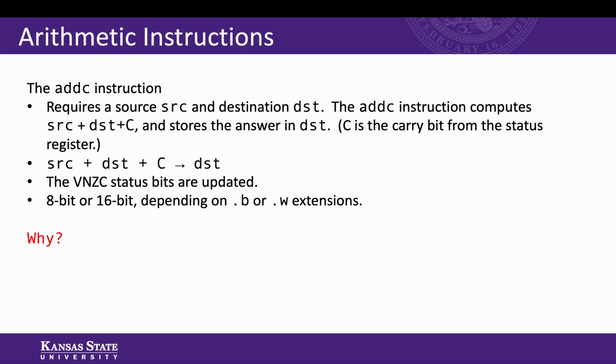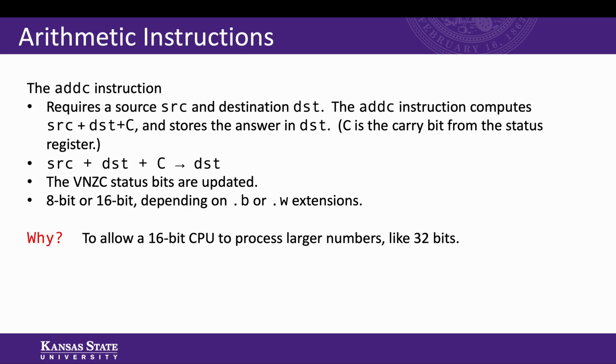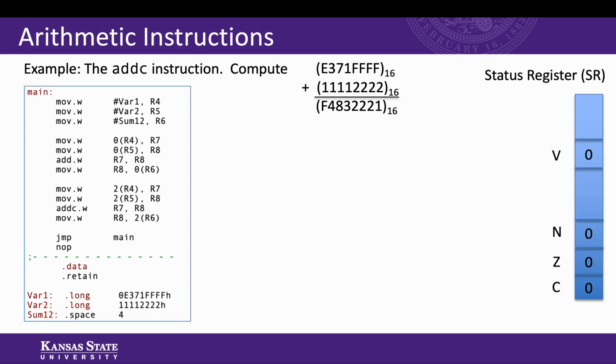But we might ask the question why? Why do we want to add the C bit to this? And of course the answer is to allow our 16-bit CPU, for example, to process larger numbers like 32 bits. So you do that 16 bits at a time, you do the least significant 16 bits first, and then the most significant bits, but you have to remember if there was a carryout from the least significant bits. That's when we want to add C. So let's look at an example.